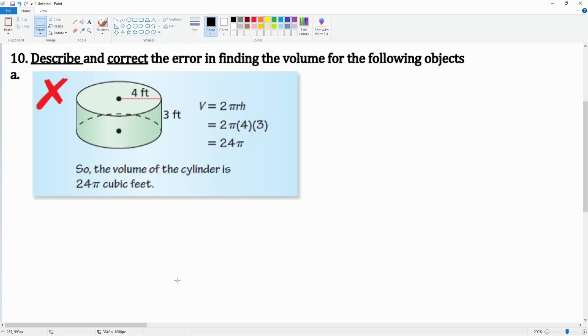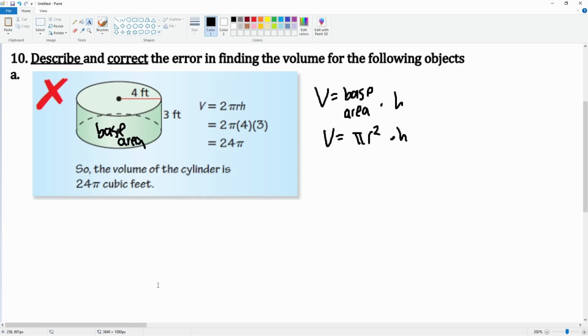Number 10, we're going to describe and correct the error in finding the volume of this hollow object. Here we have a cylinder, and the volume of a cylinder is always the base area times the height. The base area here is a circle, so it is going to be the area of a circle, which is pi r squared, times height. So that is the mistake here.